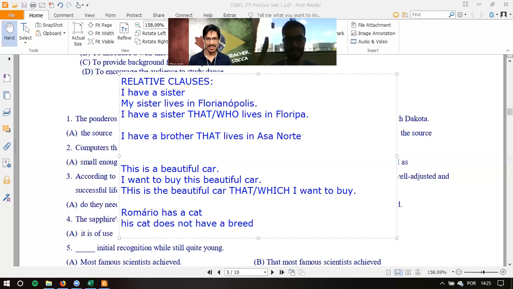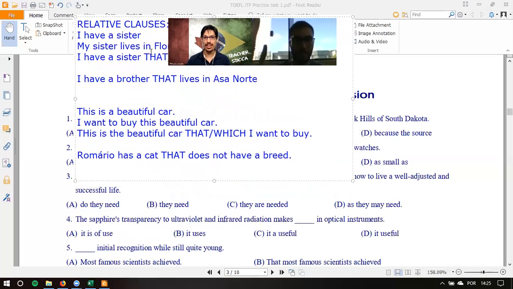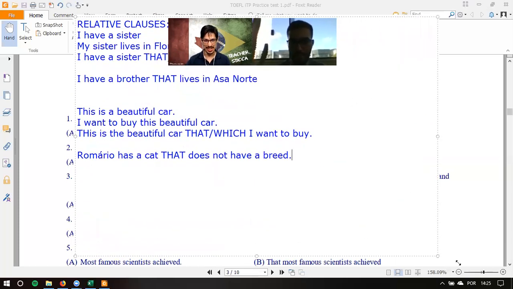Okay. Now, how do you make these two sentences together in order to avoid repetition? Romário has a cat that doesn't have a breed. Yes, exactly. Very good. Is it clear for you? Yes. Okay, very good. But it's not over yet. Pay attention to this.